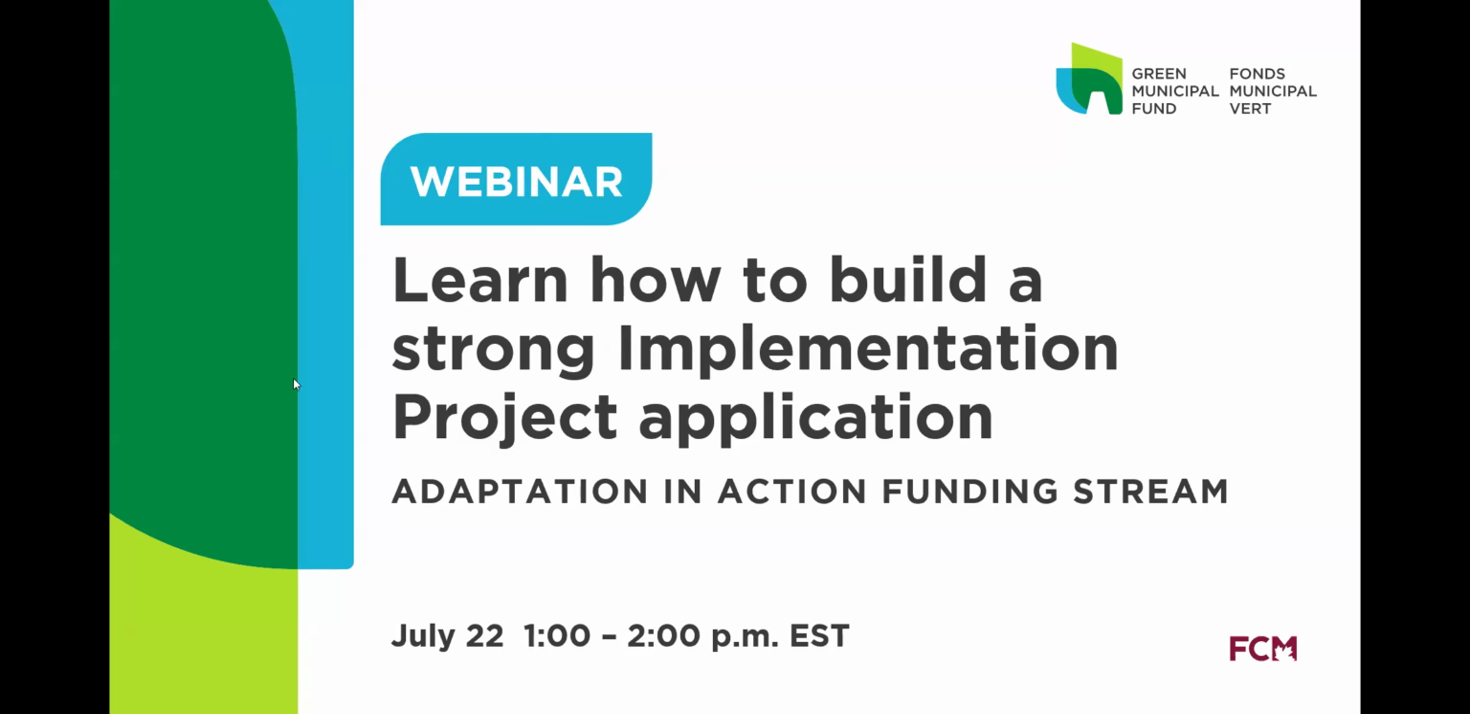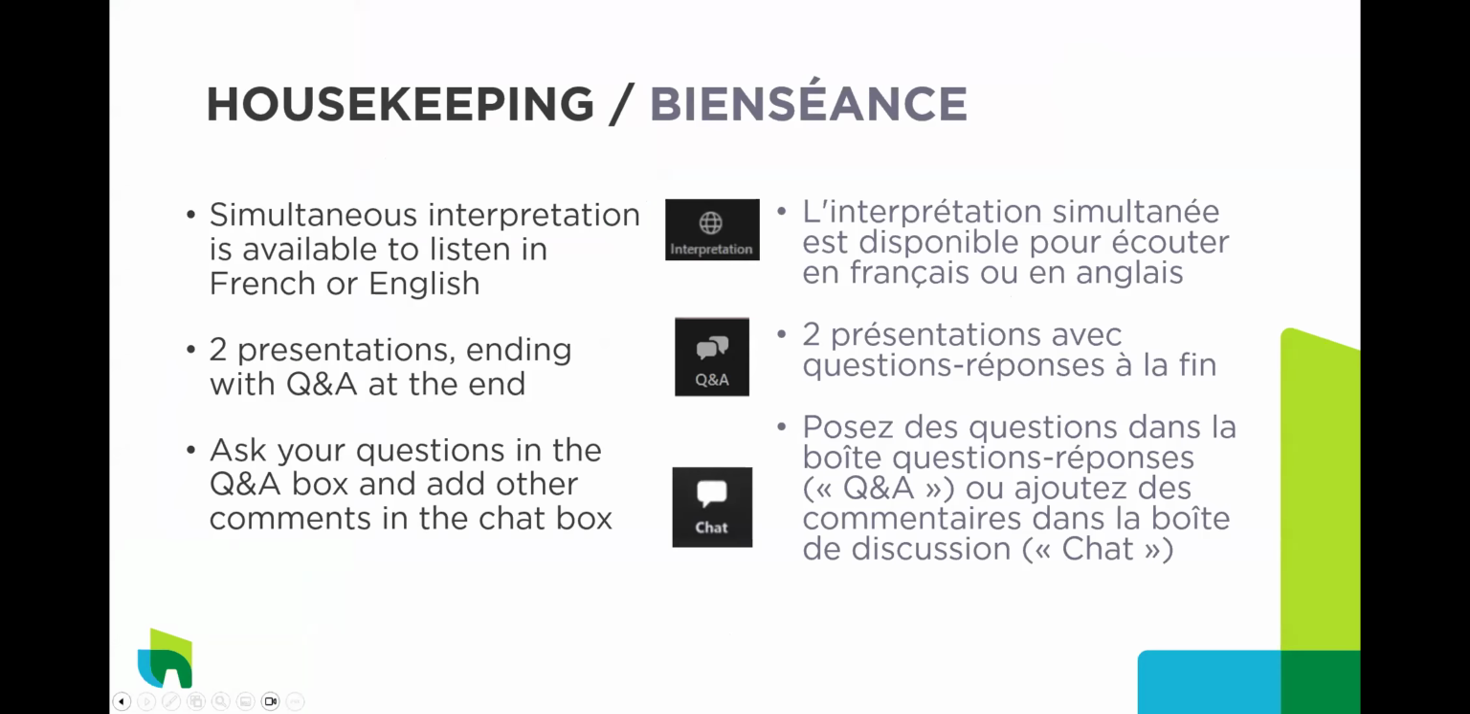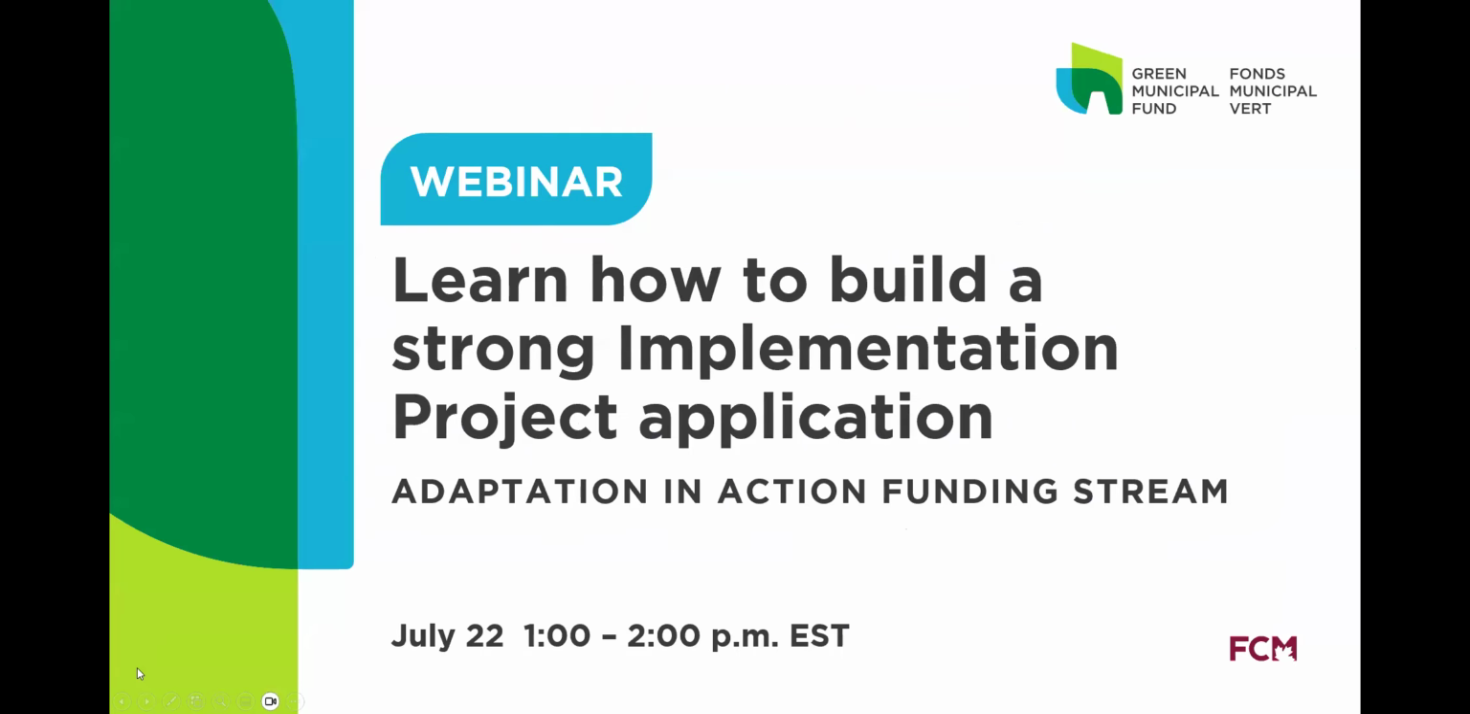So, the objective of today's webinar is to help you feel ready to submit an implementation project to the Adaptation in Action funding stream. So in today's webinar, we'll walk through the application process, we'll flag common pitfalls, and we'll highlight what makes a strong application stand out. And if you're not ready to apply just yet, that's no problem. You'll leave knowing where you can find the support and info you need.